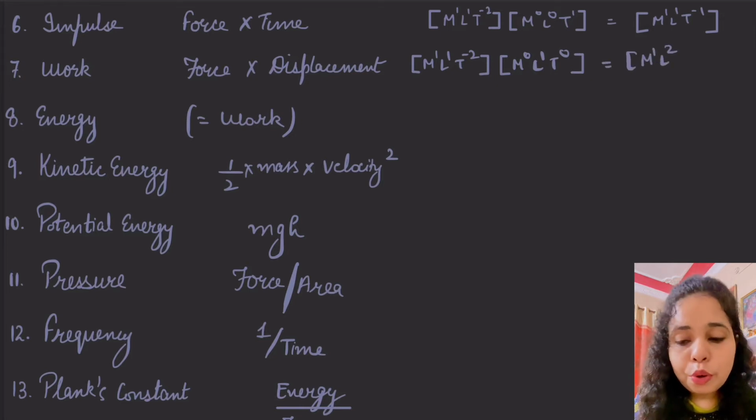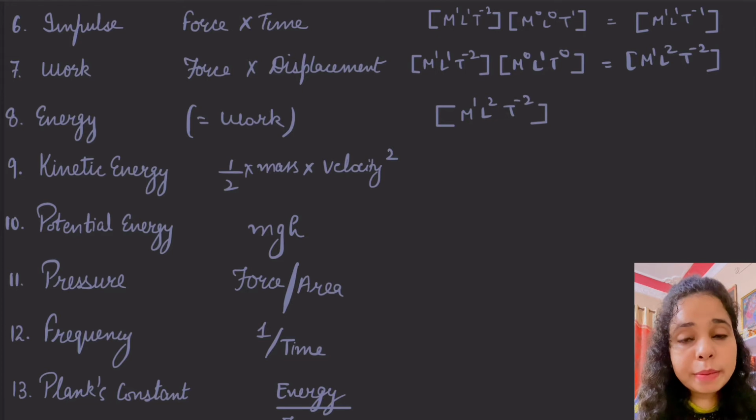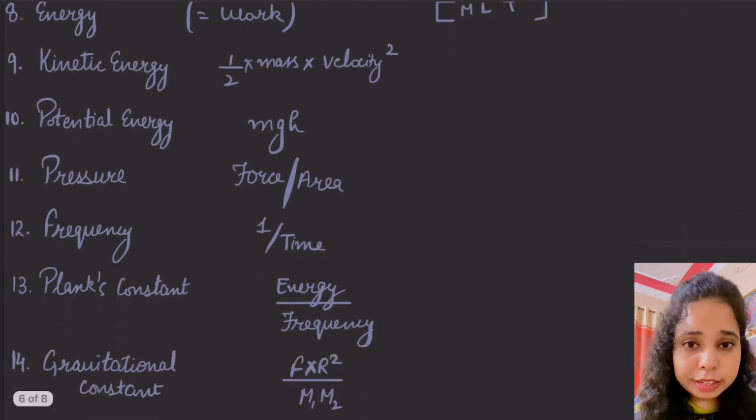And then if we talk about energy, we define energy as the capacity to do work. Therefore energy has the dimensions of work, because energy is always defined in terms of work. That means we can write the dimensional formula for energy as M^1 L^2 T^(-2).